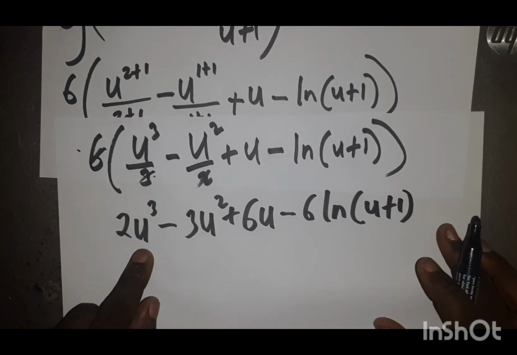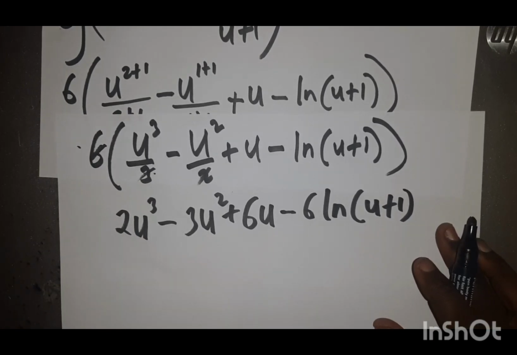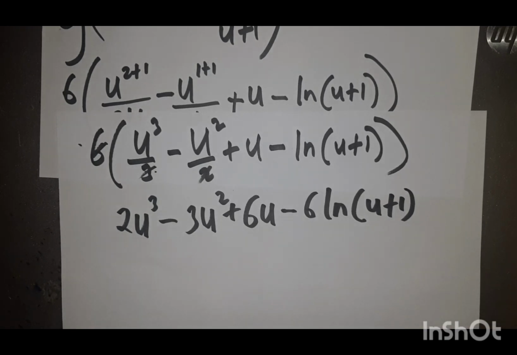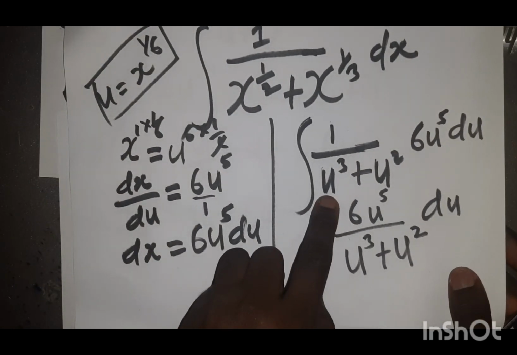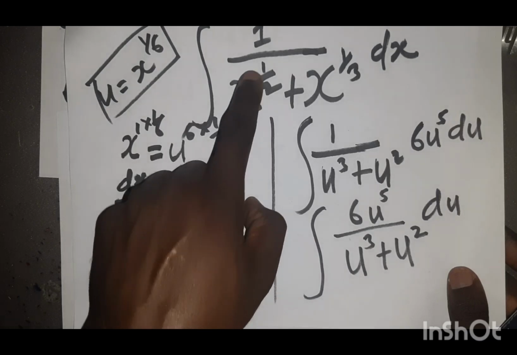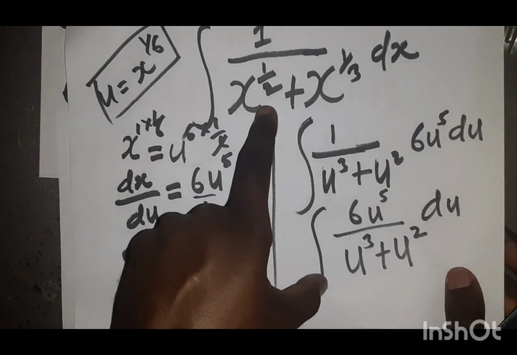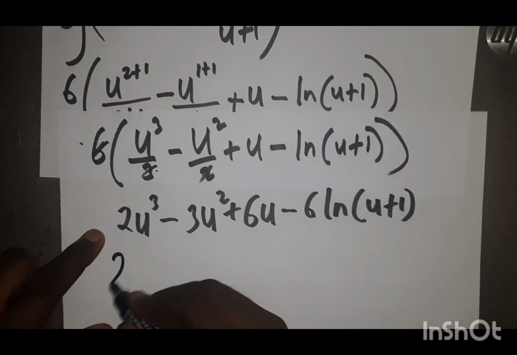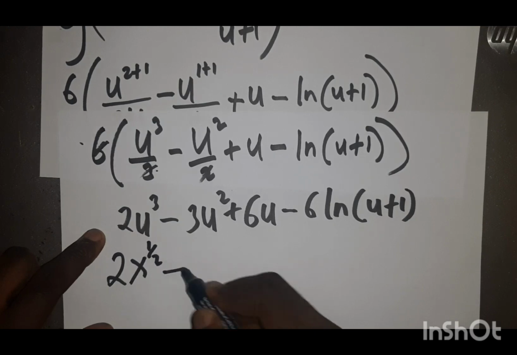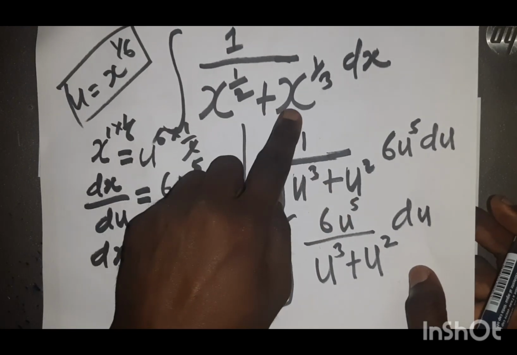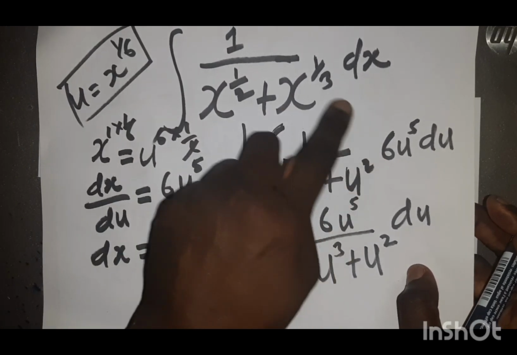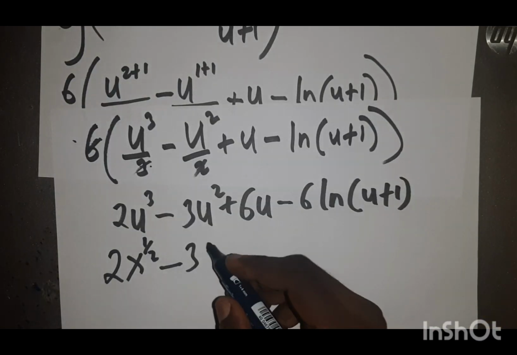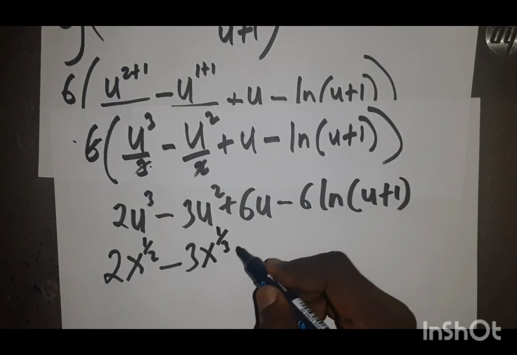And then we have to write our u in terms of x. So rewriting our u in terms of x, let me bring back what we did at the initial stage. Remember our u raised to the power 3, our x raised to the power 1 over 2 became u raised to the power 3. So I'm taking it back to x raised to the power 1 over 2. So that'll be 2 times x raised to the power 1 over 2, minus 3, the u from x raised to the power 1 over 3 became u squared. So I'm taking the u squared back to x raised to the power 1 over 3, so that'll be x raised to the power 1 over 3, then plus 6.